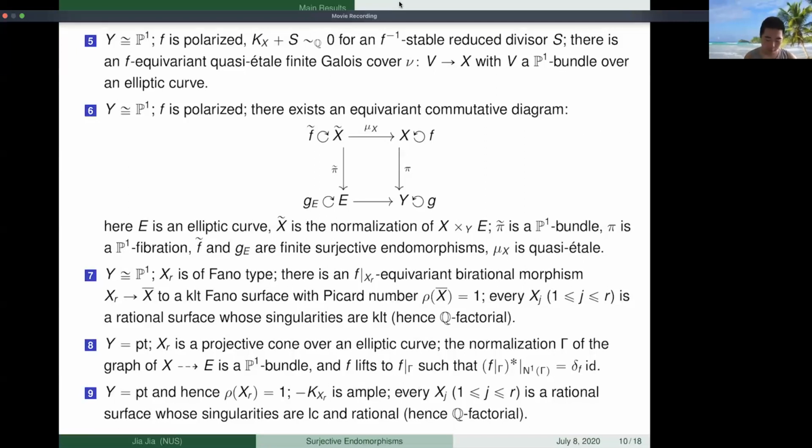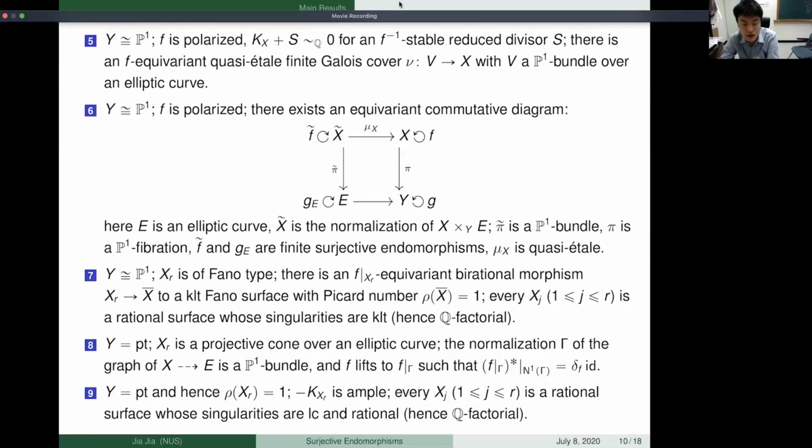The last case is rho(X_r), the Picard number of X_r, equal to 1, minus K_{X_r} is ample, and every X_j is a rational surface with LC singularity and the rational singularity. Yeah. This is the structure theorem for non-isomorphic surjective endomorphisms of projective surface.